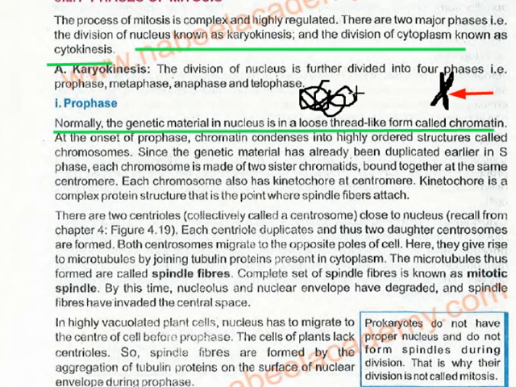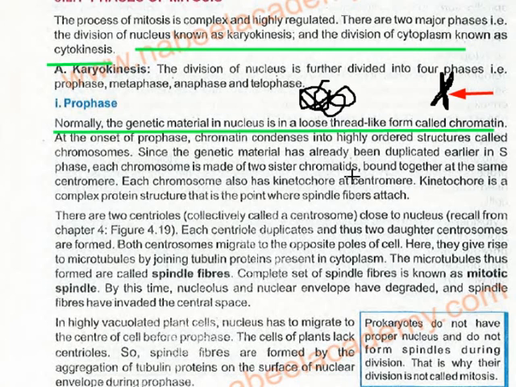Now each chromosome also has a kinetochore at the centromere. Kinetochore is a complex protein structure that is the point where spindle fibers attach. So now you will be seeing what spindle fibers are, how they attach, and what a kinetochore is.